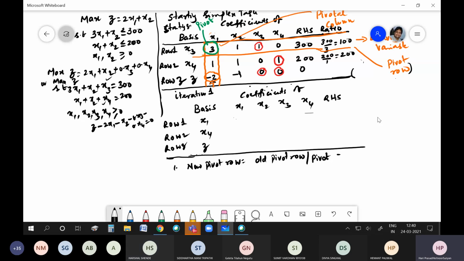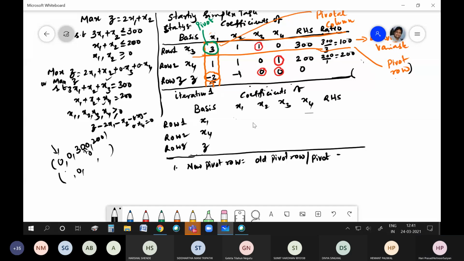Okay. See, our initial solution is this, no? 0, 0, 300, 200. Now I am making this non-negative, but I am making this as 0. So what value should I give to x1 so that this becomes 0, and you will get some value for this also. This is also a basic variable. Okay, we will see when we do this.